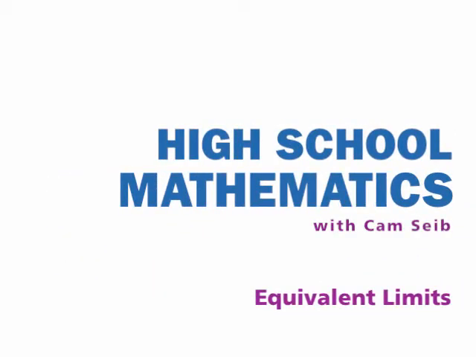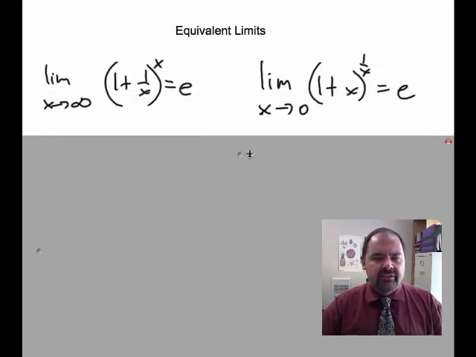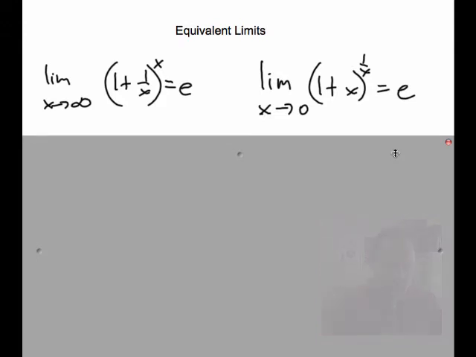So now that we've learned a little bit about how to evaluate limits algebraically and analytically, I want to look at some more advanced techniques for doing that. And the first idea I want to talk about is equivalent limits. Now the two limits I have here are equivalent.